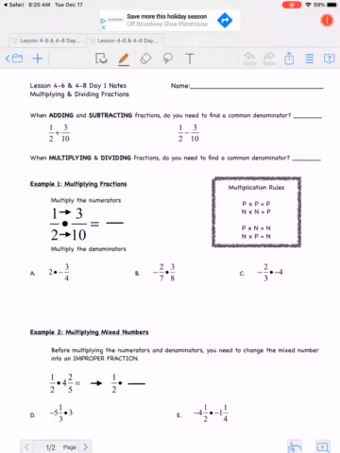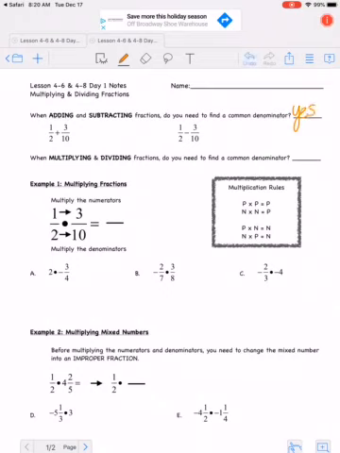Hi everybody, today is lesson 4-6 and 4-8, which is day 1 of multiplying and dividing fractions. So the first thing is, when we are adding and subtracting fractions, do you need to find a common denominator? The answer would be yes.